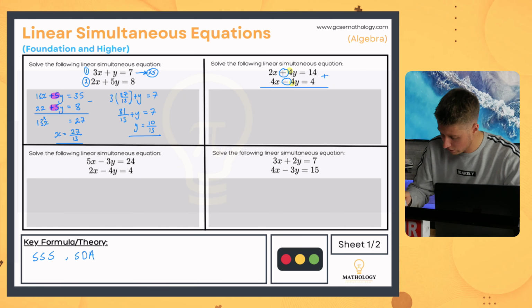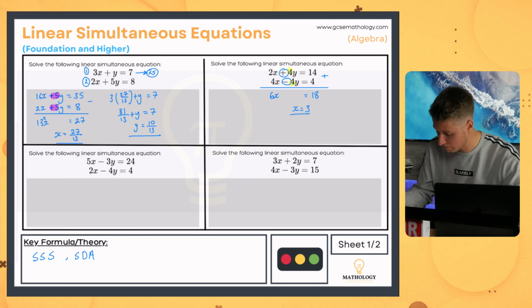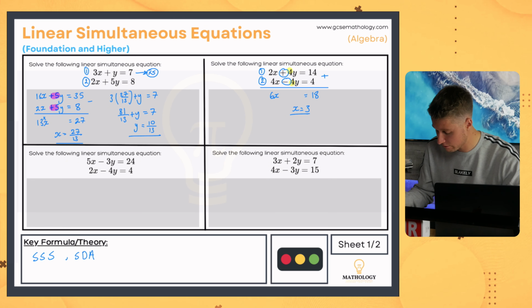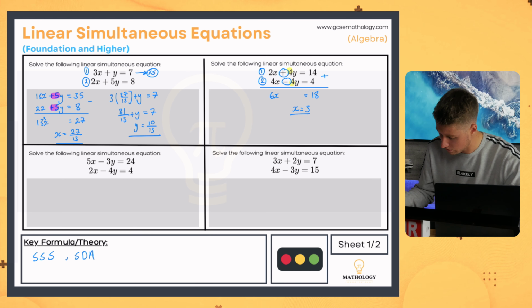So 2x plus 4x is equal to 6x. 4 plus negative 4 is 0, and this is equal to 14 plus 4, which is 18. So x is equal to 3, just dividing both sides by 6. And then we substitute this x back into either equation 1 or equation 2 to get the value for y. So I'm going to choose equation 1.